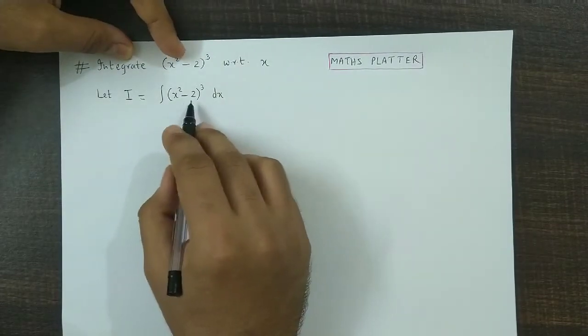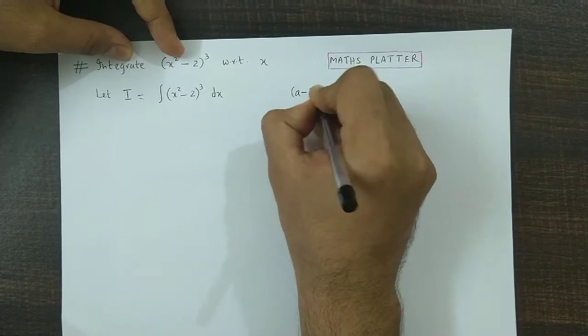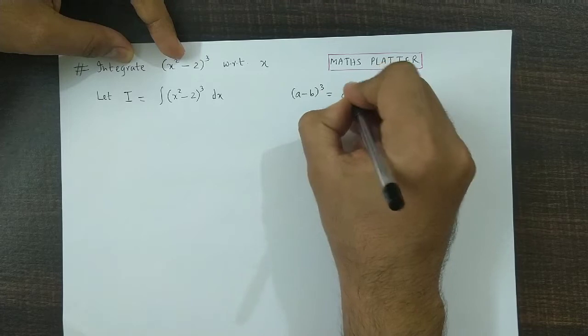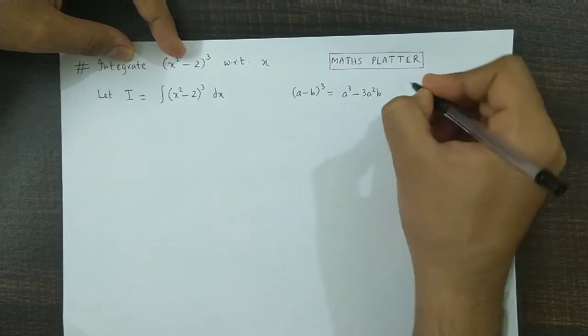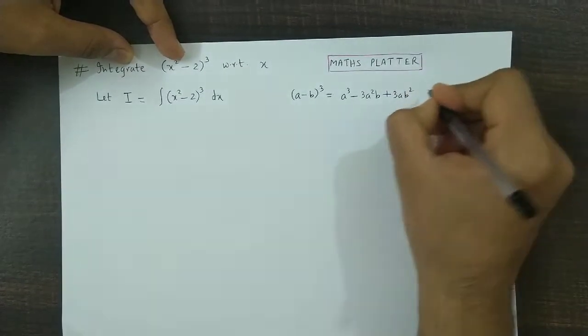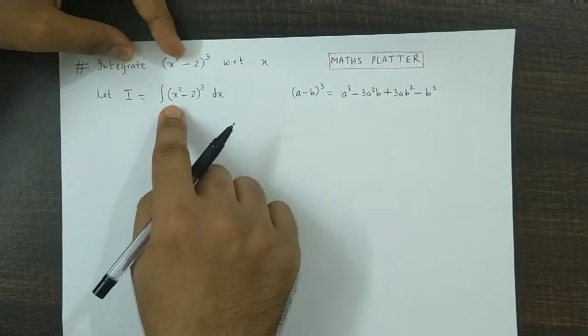Now first we expand this using the identity (a minus b) the whole cube, which is a cube minus 3a square b plus 3ab square minus b cube. So let us expand this.